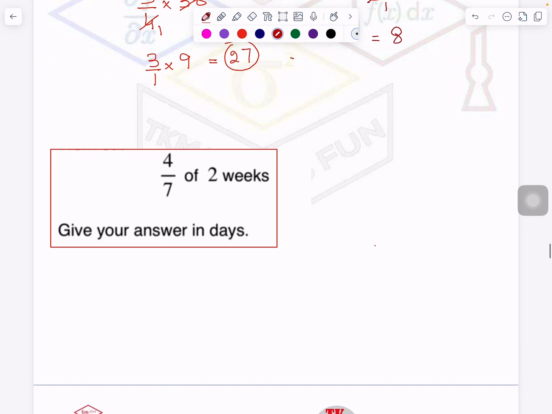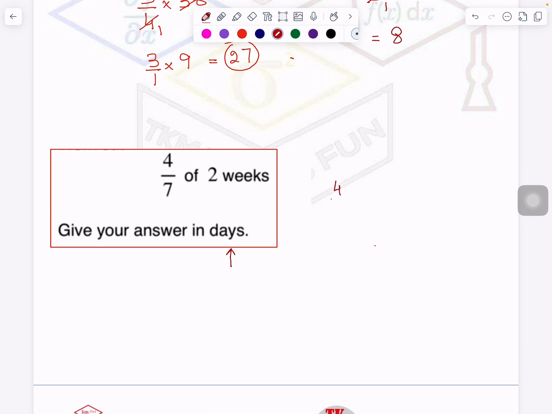Okay, now this question, 4/7 of 2 weeks. So I can say I study maths 4/7 of 2 weeks. Now what does it mean? How many days did I study? So what will I do? 2 weeks, I will change 2 weeks into days. Why? Because the question is saying give your answer in terms of days. So you have to carefully read and write the unit.